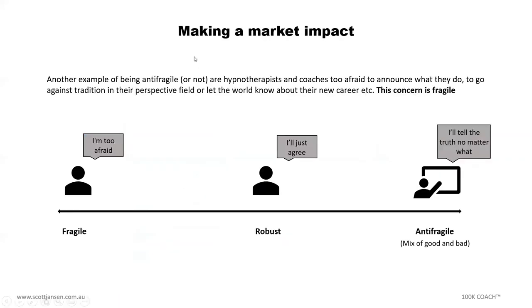So let's look, I'll give you some context, making a market impact, what I mean by fragile and anti-fragile. Another example of being anti-fragile or not: hypnotherapists and coaches too afraid to announce what they do, to go against tradition in their prospective field or let the world know about their new career. This concern is fragile. An example of this is, Scott, I'm too scared to come out and say I'm a full-time therapist. If you're too scared, there are way bigger demons and devils that you're about to face in business. If you can't even do that initial thing, my advice is just to give up. Because if you can't even deal with that, business is going to ruin you.